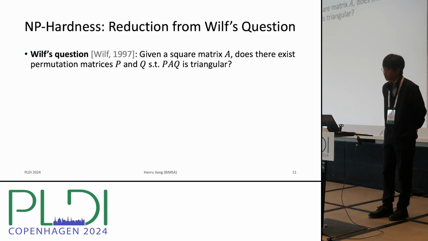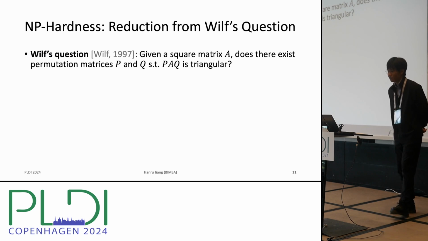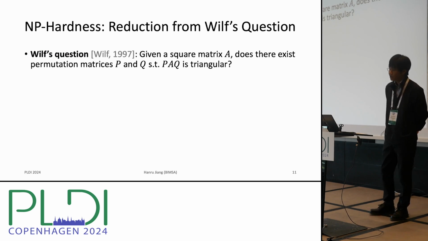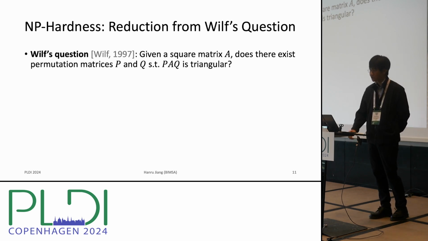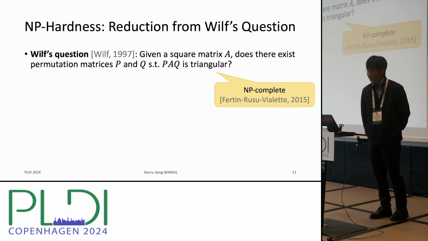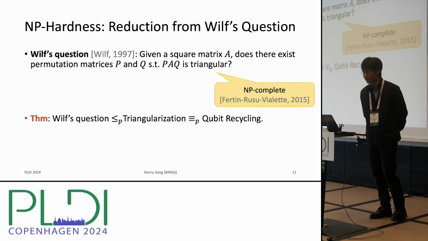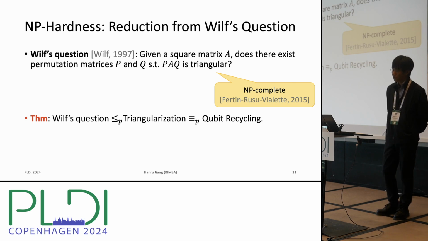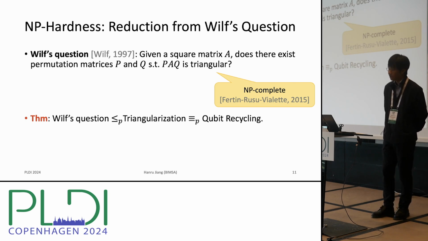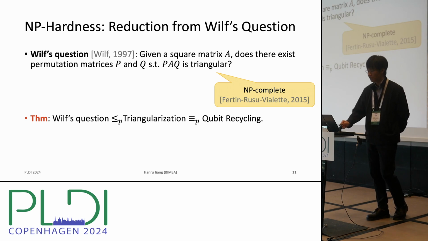We prove that the problem is NP-hard by reducing from Wilf's question. It asks whether, given a square matrix A, there exist permutation matrices P and Q such that PAQ is triangular, which is very similar to our previous triangularization problem. And this problem is known to be NP-complete. So we managed to prove that we have a polynomial time reduction from Wilf's question to the triangularization problem. So our qubit recycling problem is also NP-hard.